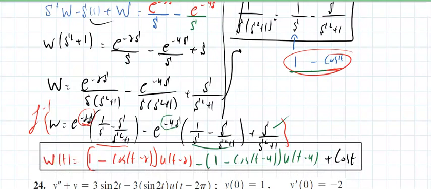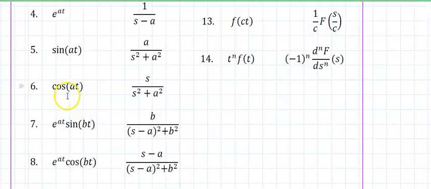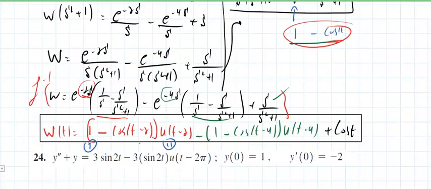Of course, these are using Laplace transform formula 11, and this is using, I believe, formula 1, and cosine is using, what's that, 6. And the rest is the same.